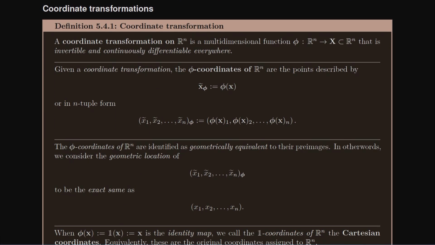So let's talk about how to develop a theory of coordinate transformations, because we're actually going to have to go quite deep into the theory before we can discover the consequences of the theory, which are a lot easier than the theory itself.